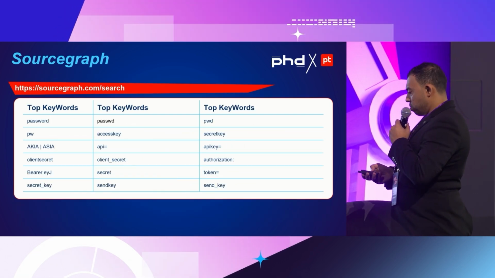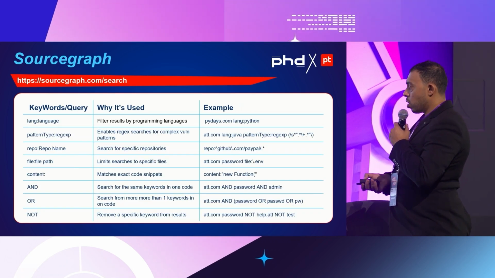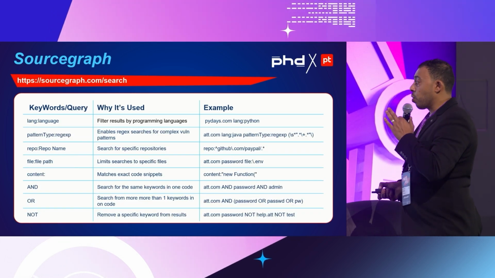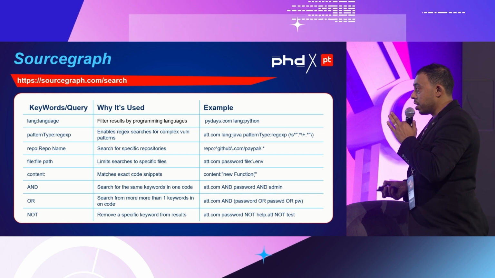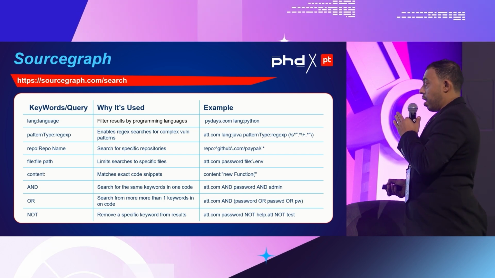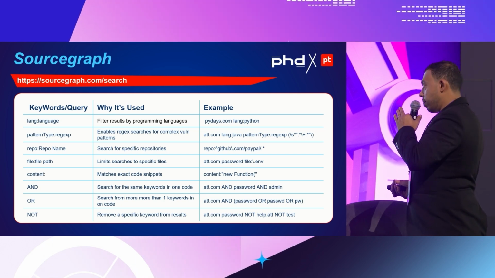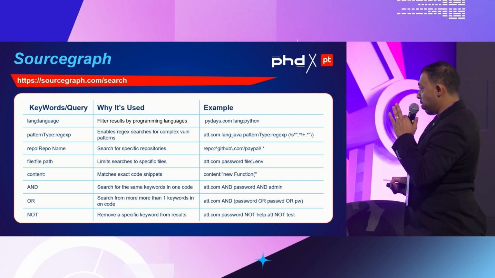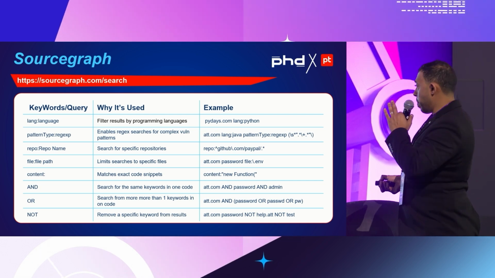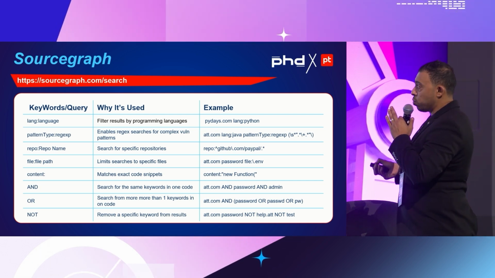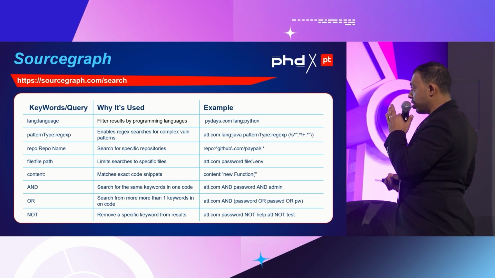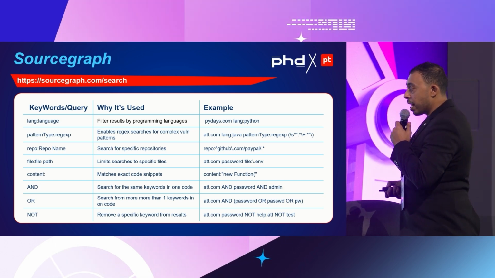Or here to search for more than one keyword in the code. Like I want att.com, and if you can find for me password or passwd or pwd, it will bring me results for this or this or this in the same dork.